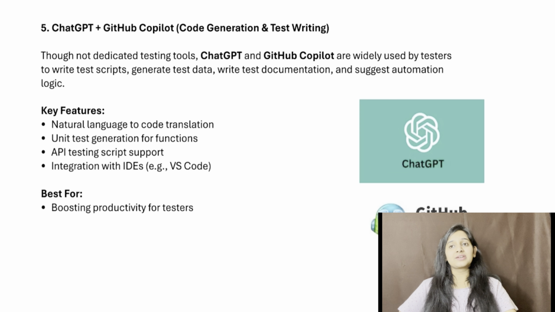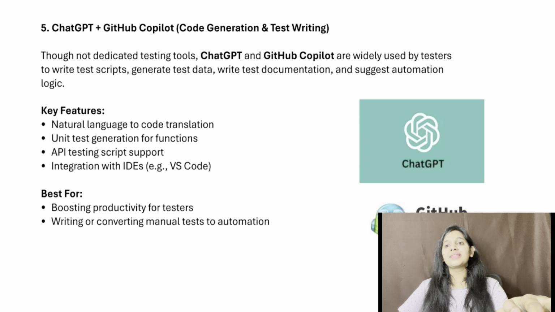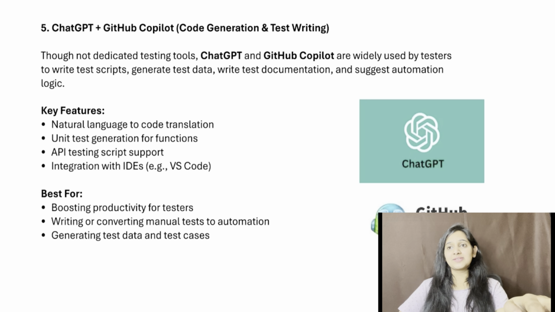Boosting productivity of the testers, it will help you boost your productivity. And converting manual tests to automation, which is another major advantage. You can even convert your manual test cases directly from manual steps to automated steps. Generating test data and test cases, for that purpose also it is useful. So these are the major AI tools a software tester must know.